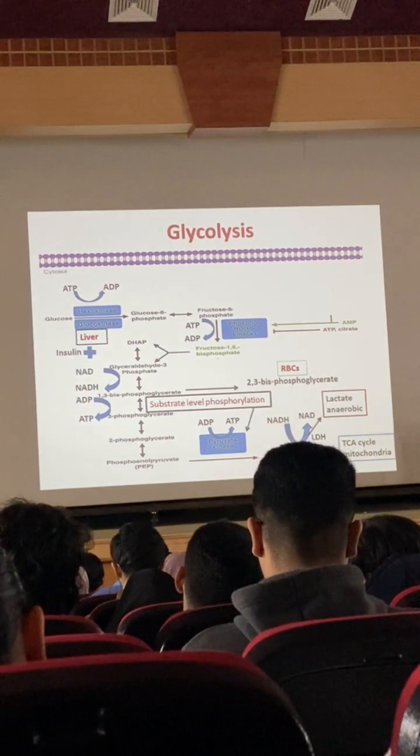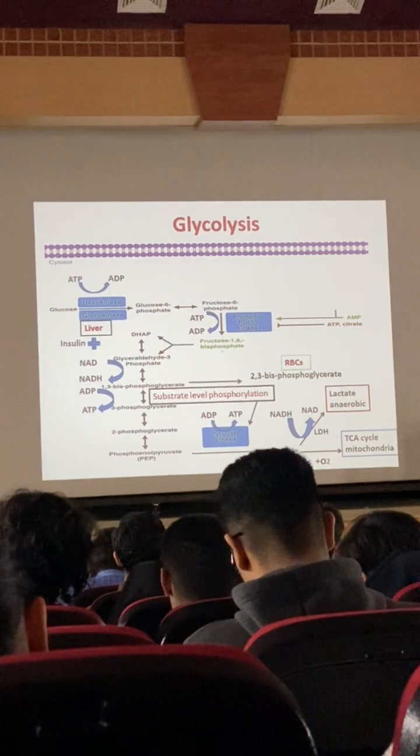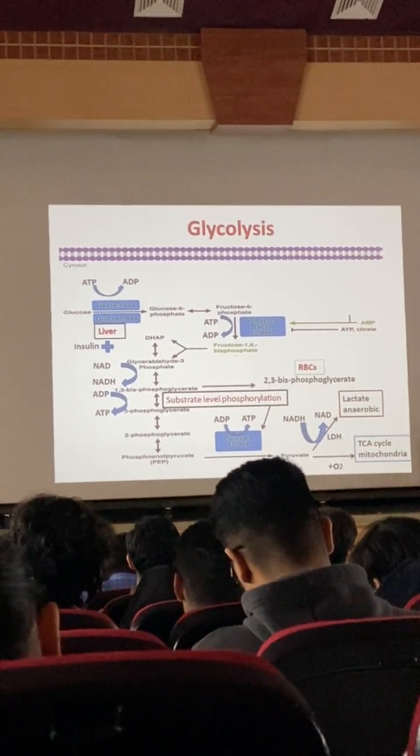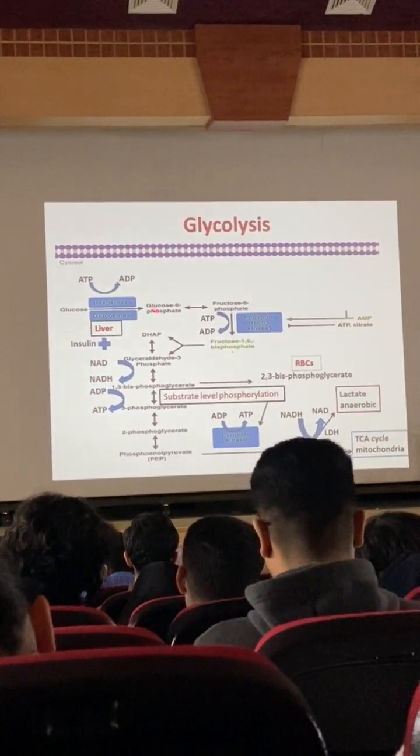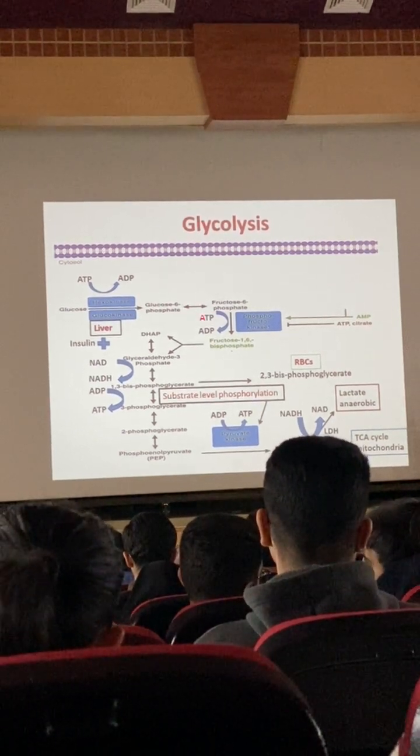Alright, this is the first step, and this is a very important step. This is an irreversible step. We cannot reverse it directly. This is called glucose 6-phosphate. Again, I'm just saying that this is a reversible reaction.